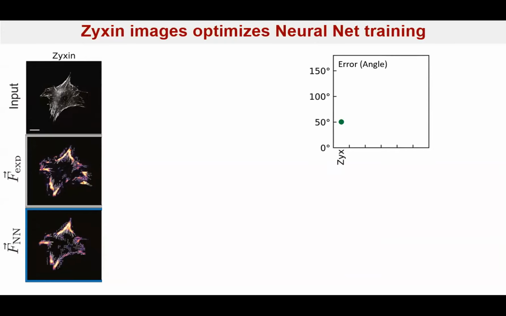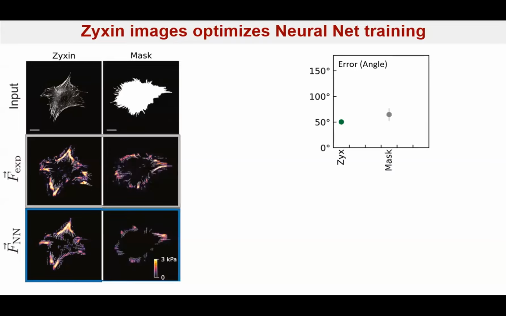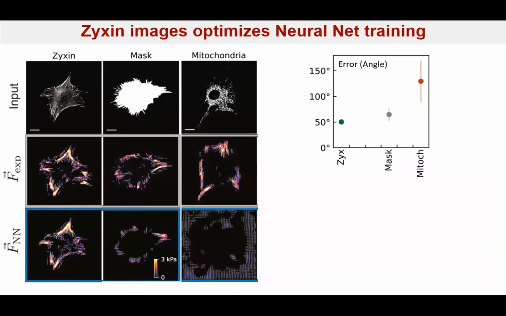Okay, so once you have this trained model, you can think of it as a simulator of predicting from one type of field, in this case, a protein distribution field of Zixin, to a field of biophysical measurement. And so we can ask what exactly is in this image of Zixin that makes it a good predictor of the force field. So you can ask what would happen if you trained a model with just the cell mask, or an image of all the mitochondria, right?